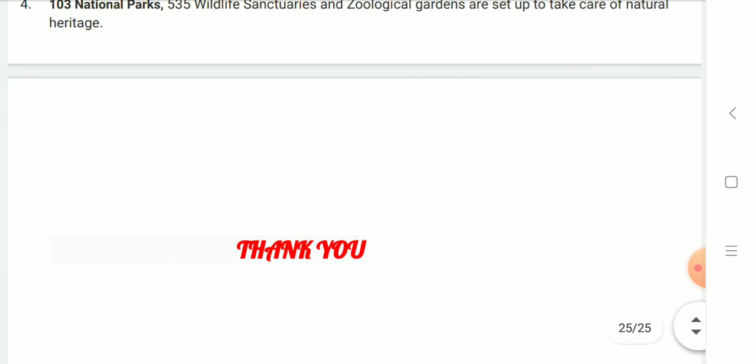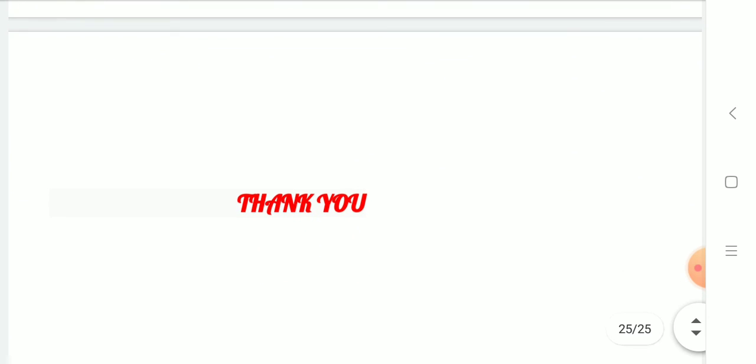With this, we come to the end of the lesson. Read the content that is given in the textbook and practice the map.